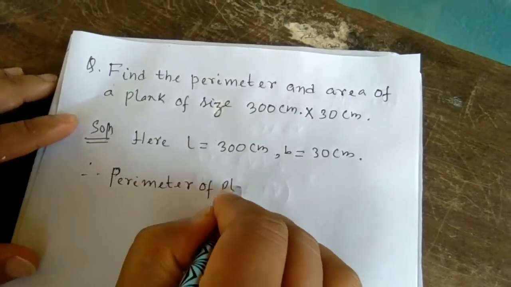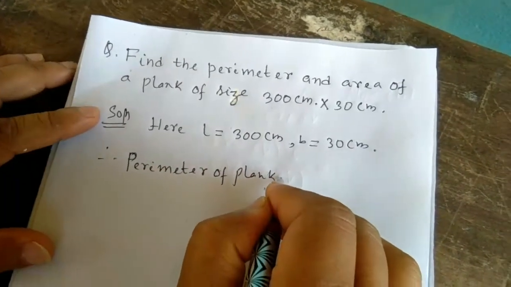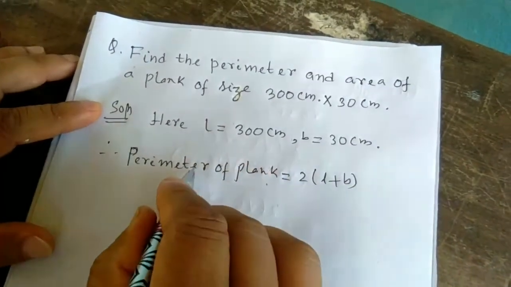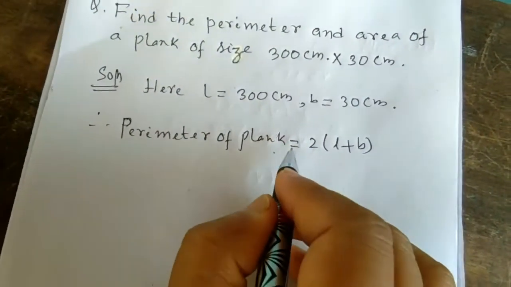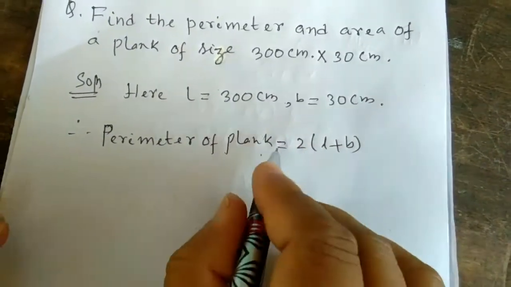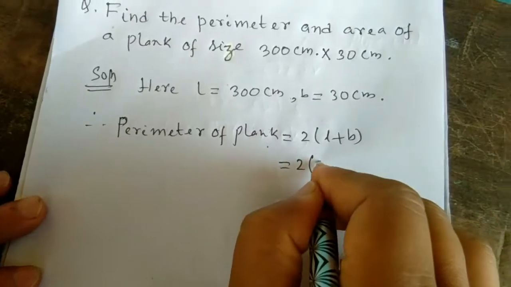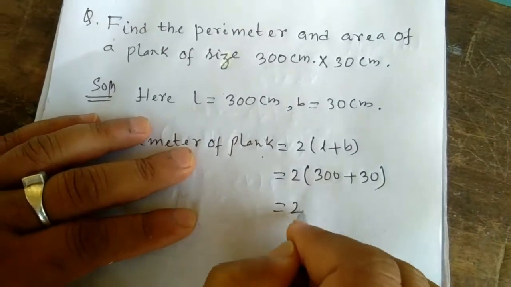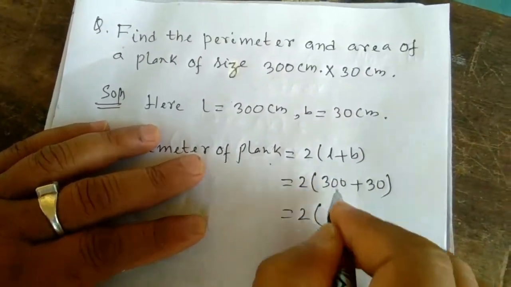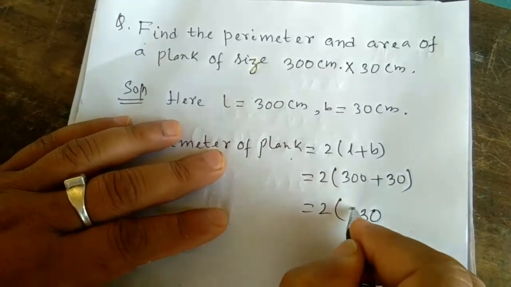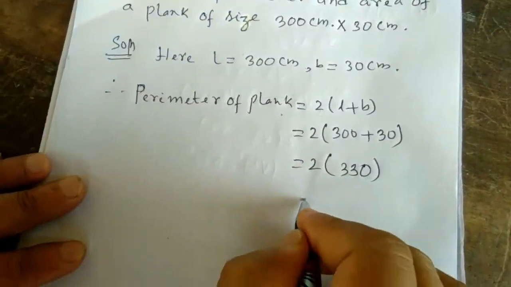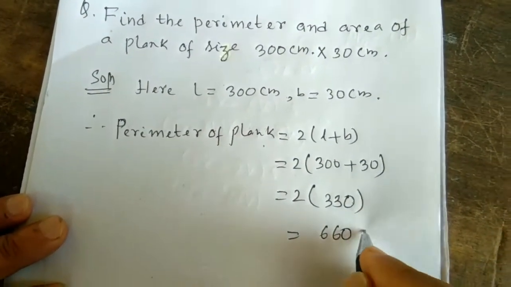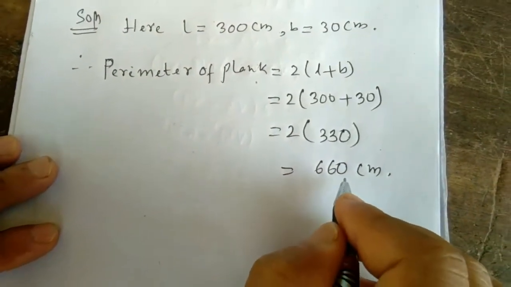of plank, formula 2 into length plus breadth. This is the formula of perimeter of plank, means rectangle. Perimeter of rectangle equal to 2 into length plus breadth. Put the value 2, L value 300 plus B value 30. That means 330 centimeter. Multiply by 2, 2 times 0 is 0, 2 times 3 is 6, 2 times 3 is 6, 660 centimeter. This is the perimeter of the plank.